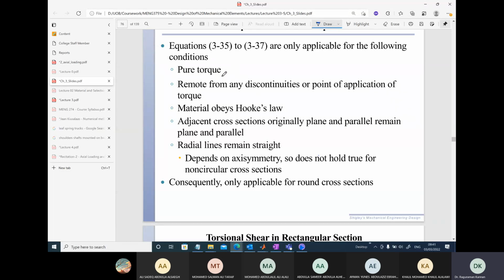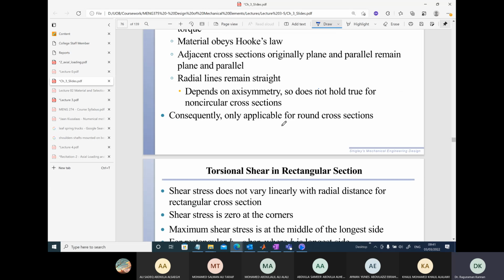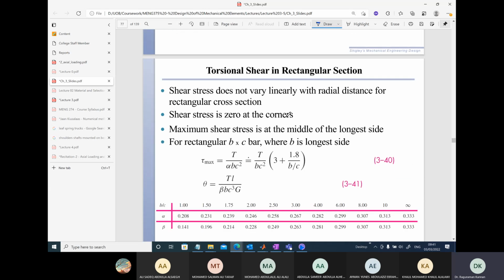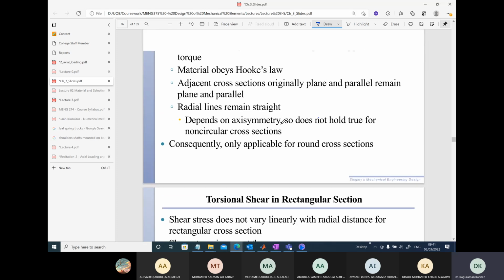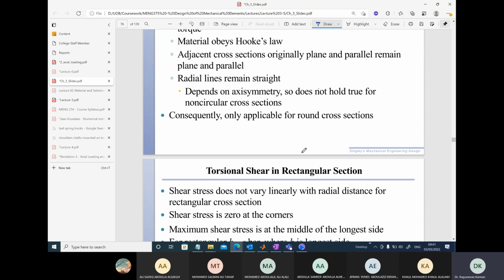So the torque formula which we have seen, in what case is it applicable? Again, it is applicable when we are within the proportional limit, and there are some assumptions: plane cross sections remain plane cross sections, and any lines which are parallel remain parallel, etc. All the assumptions which we saw in bending moment are also applicable here, and the formula we saw earlier is applicable only for circular cross sections.